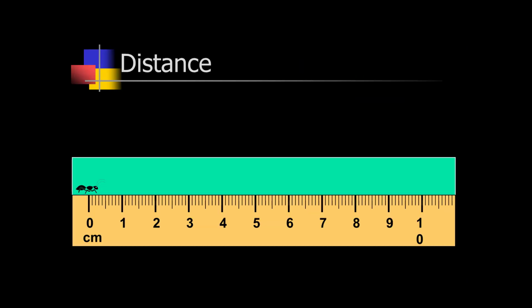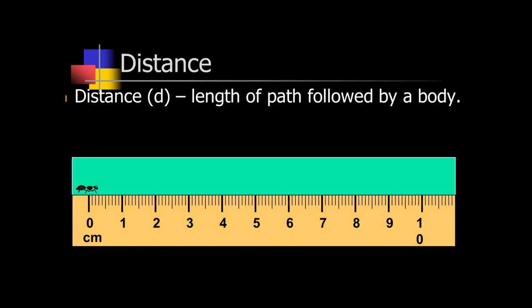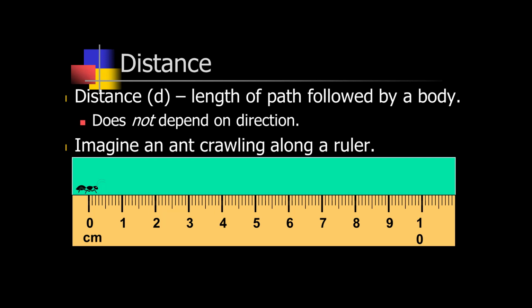So first, if we are talking about distance, it is the length of the path followed by a body. We will consider the complete length of the path which is followed by a particular body, and it does not depend upon the direction. Distance does not depend on the direction.